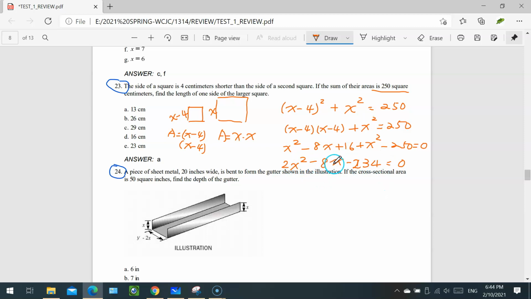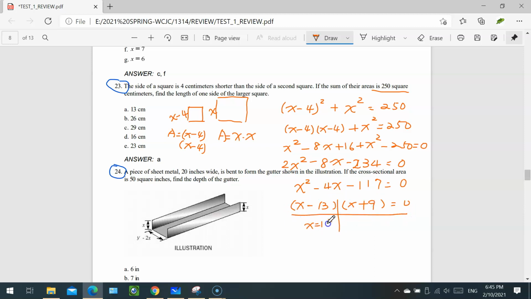Now since these three terms all have the common factor of 2, I'm going to divide by 2. So it turns to x squared minus 4x minus 117 equals 0. We have the trinomial. We do the factoring. So x multiplied with x, you get x squared. Two numbers multiply to get 117, and the sum of those two gets 4. So since the middle term is a negative number, that means the larger number has a minus sign, the smaller number has a plus sign. And then from here we solve for x.